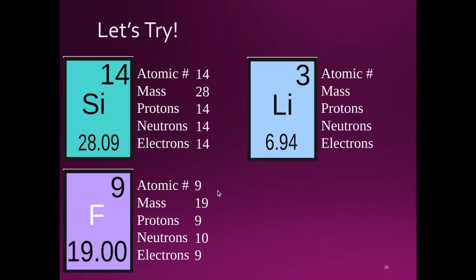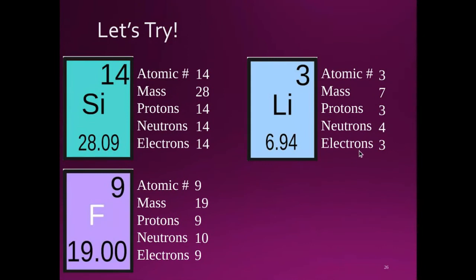And another thing I want you to notice, these are all whole numbers. We don't deal with fractions. We don't deal with decimals when we're talking about numbers of protons, neutrons, and electrons. So here we have lithium. The atomic number is 3, which means we have 3 protons. The mass number, we're told, is 7. Right here, we're told that it's 7. So that means that the number of neutrons is 4, because 4 plus 3 is 7.